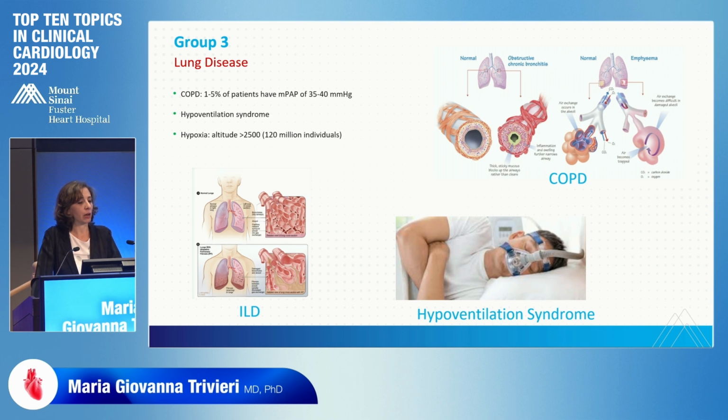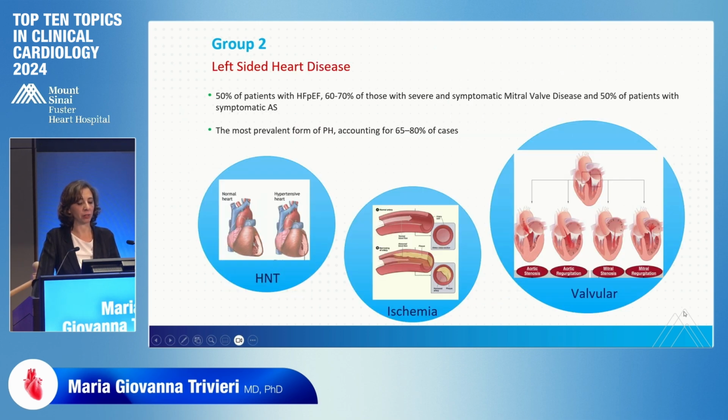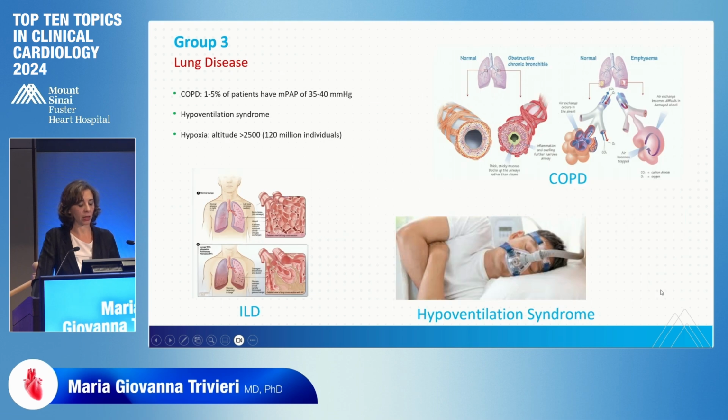Typically, the mean pulmonary arterial pressure is around 35 to 40. Besides COPD, which obviously includes emphysema and bronchitis, we also have some form of group 3 pulmonary hypertension that we see with interstitial lung disease or hypoventilation syndrome.